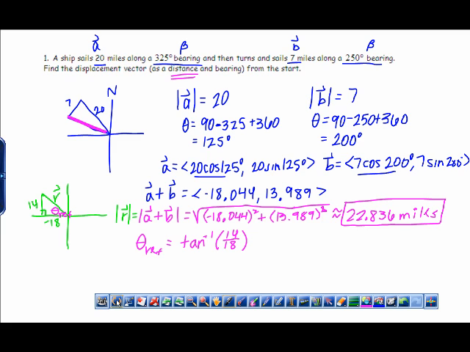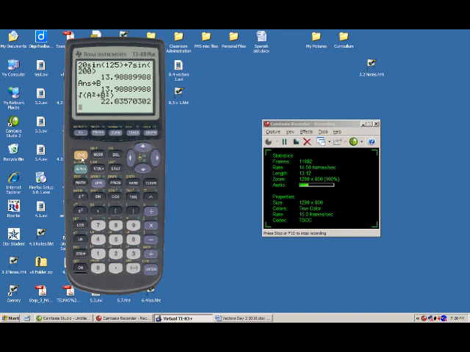So let's go ahead and do this in the calculator. I'm going to do arctan 14 divided by 18. That gives me about 38 degrees. But, oh, I'm sorry, this is not exactly accurate.